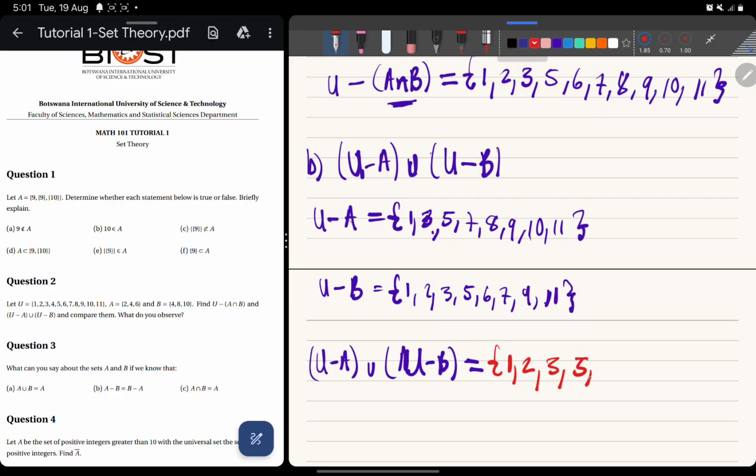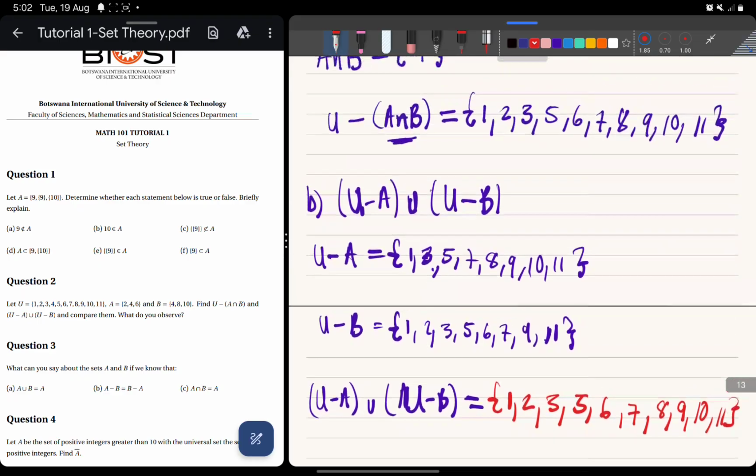5, yes. Then 6, yes. Then 7, yes, it's in the top one. 8, yes, at the top. 9, both. And 10 at the top, then 11. So here we end up having 1, 2, 3, 5, and so on. The only thing we don't have is a 4. It's the only number we didn't have. And here they're asking, what do you observe?